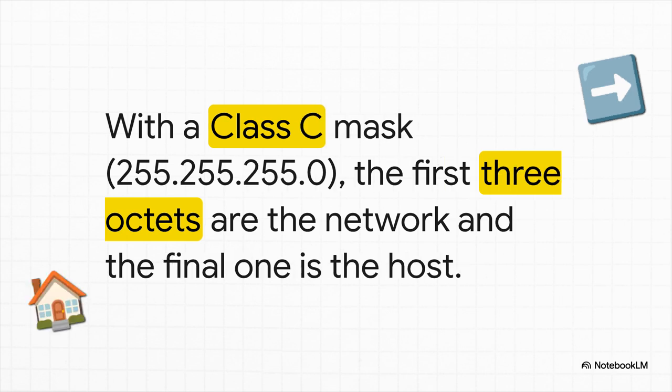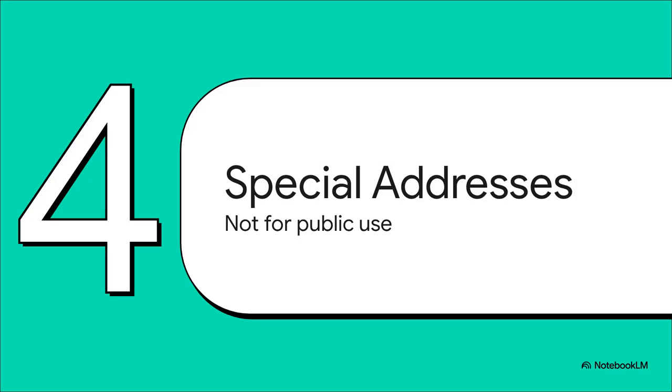And finally, we get to the most common one, Class C. Its mask is 255.255.255.0. This uses the first 3 octets to identify the network, leaving only that final single octet for the host devices. This gives you up to 254 possible hosts, which is just about perfect for most small office or home networks.